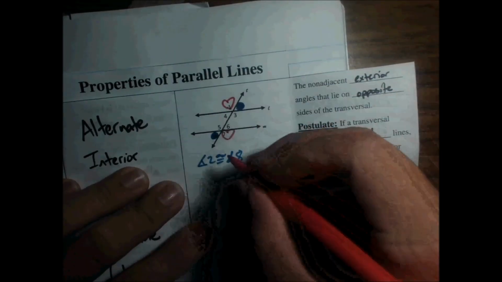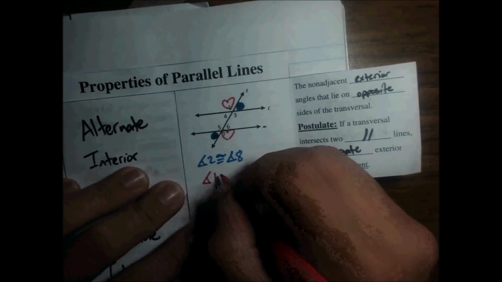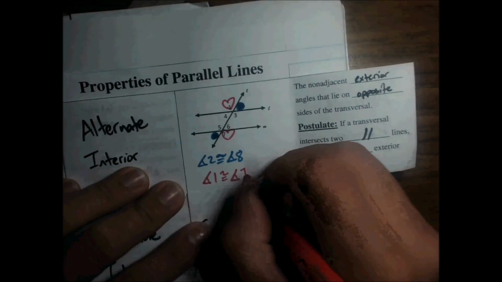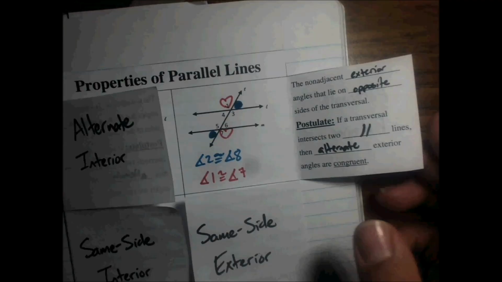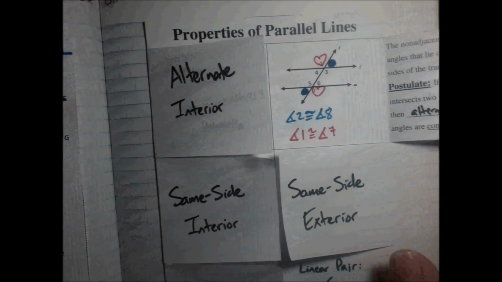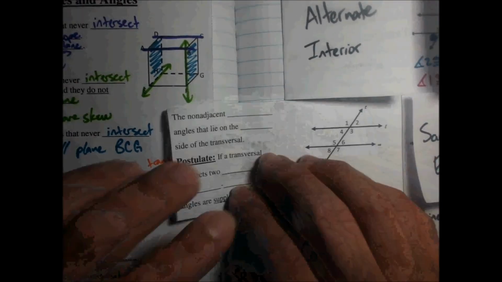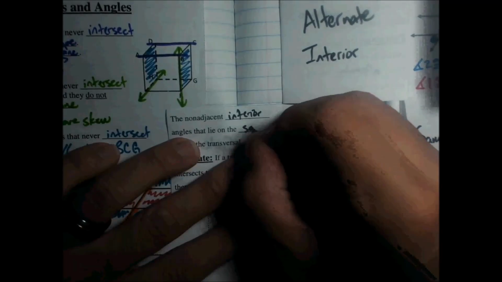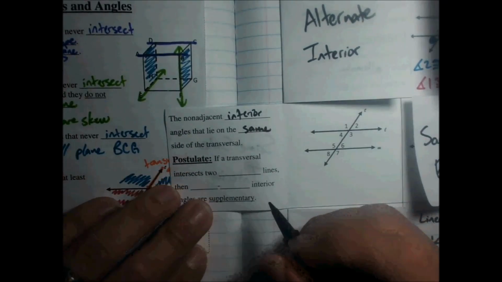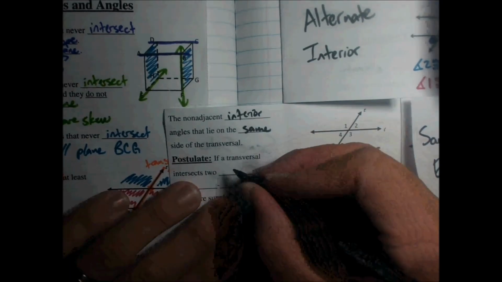Same side interior. Again, you can kind of basically guess what they are. They're non-adjacent interior angles that lie on the same side of the transversal. If a transversal intersects lines, again, all this stuff has to be parallel, so that's what's important. Then the same side interior angles are supplementary.